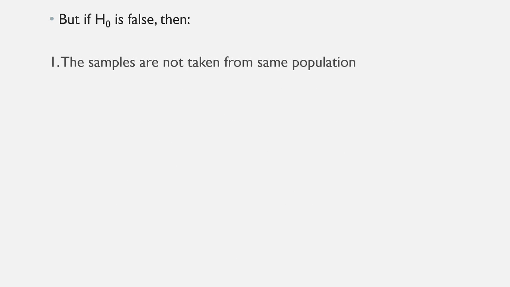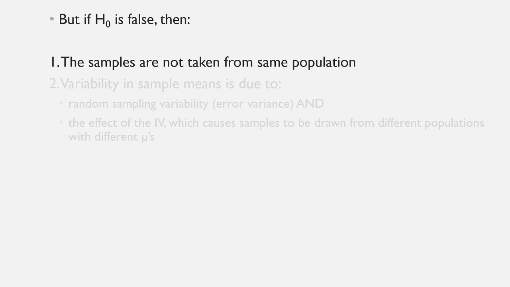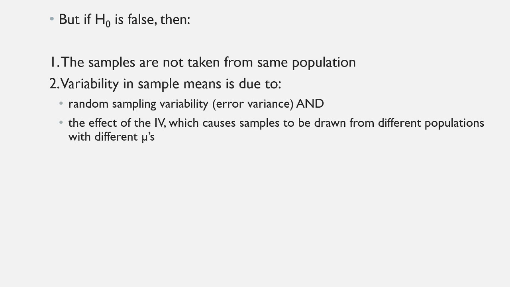If the null hypothesis is false, then the samples are not taken from the same population because they're truly different from one another. So if this is the case, that means that the variability in the sample means is due to some error variance, right? There's bound to be some error variance. You can't get away from it. But there's also going to be this extra added source of variance from the effect of the independent variable. That is to say, there is some variance due to these groups being truly different.